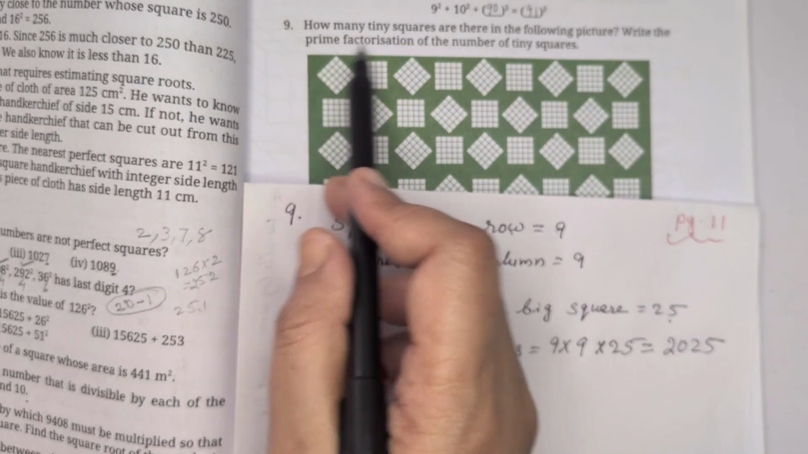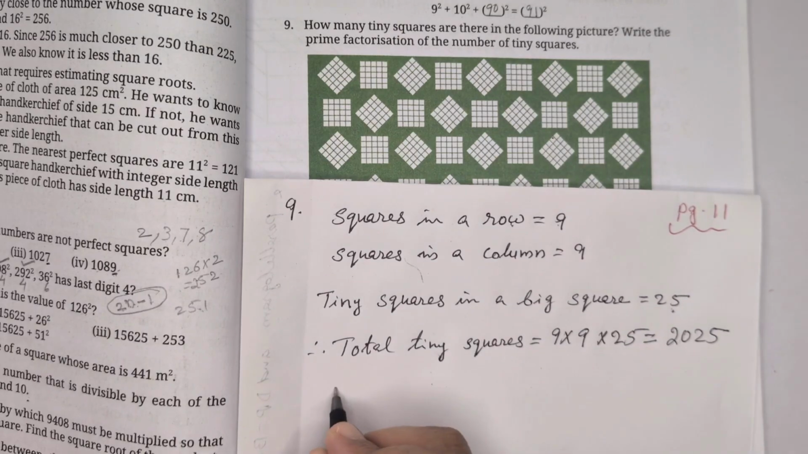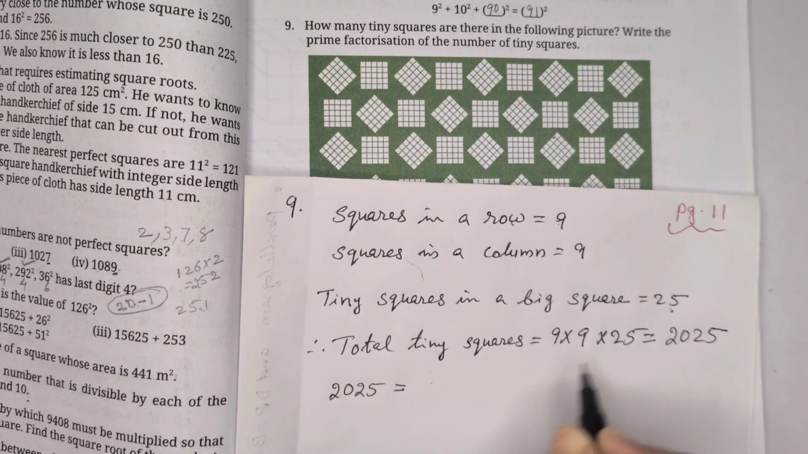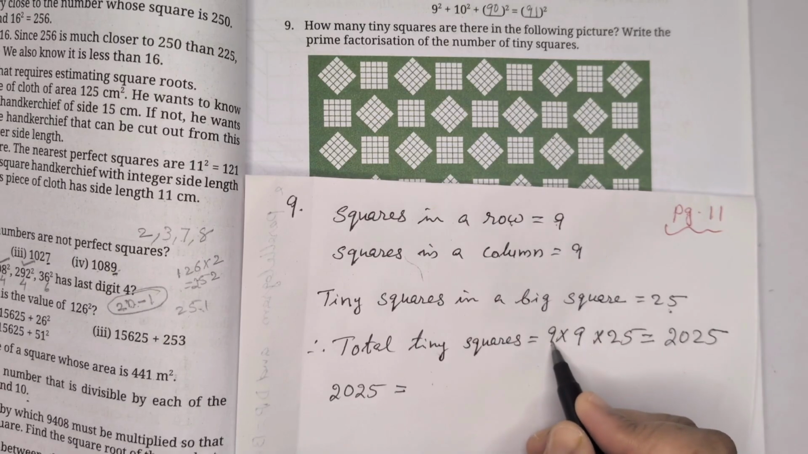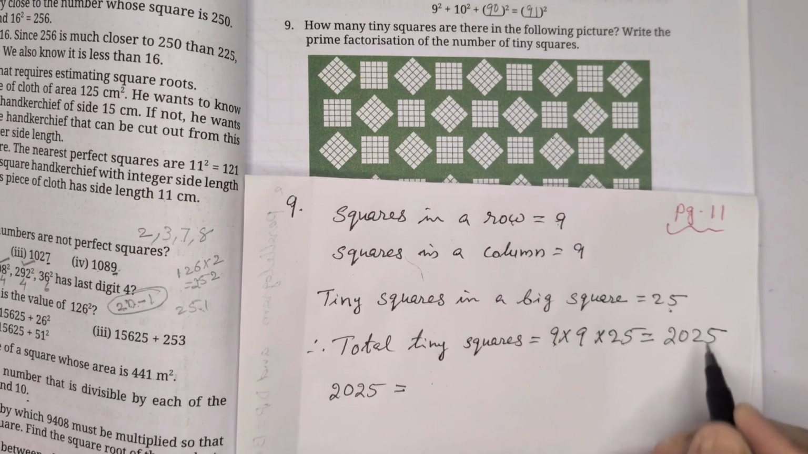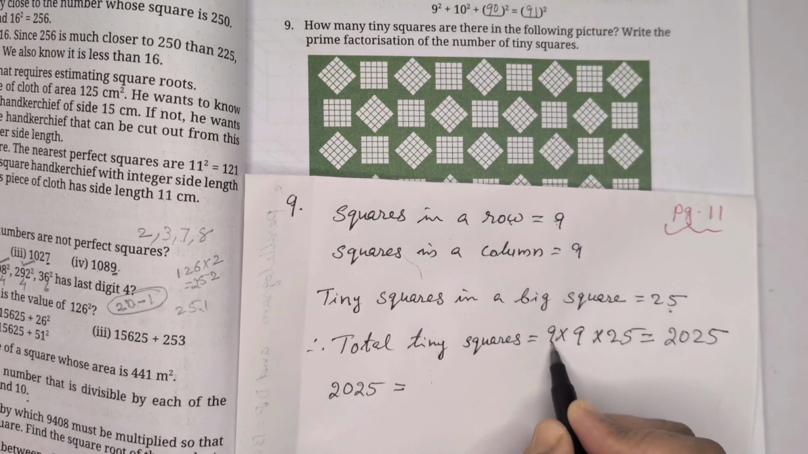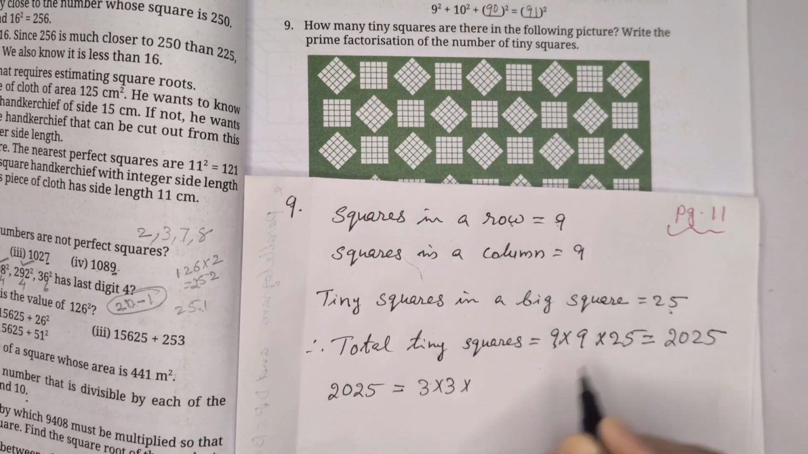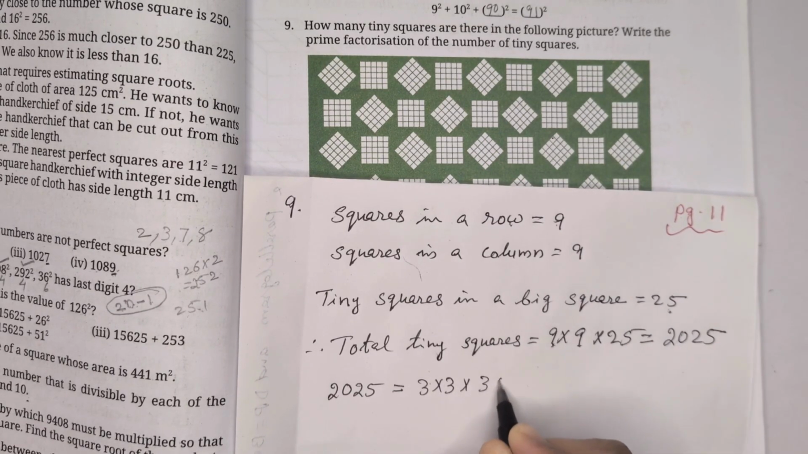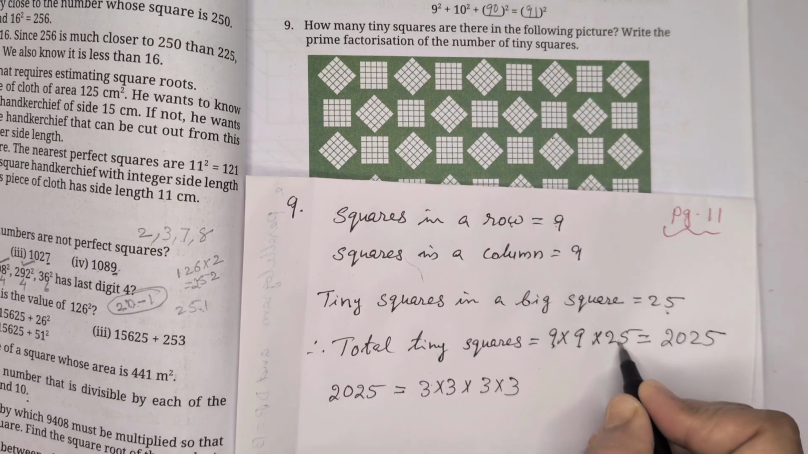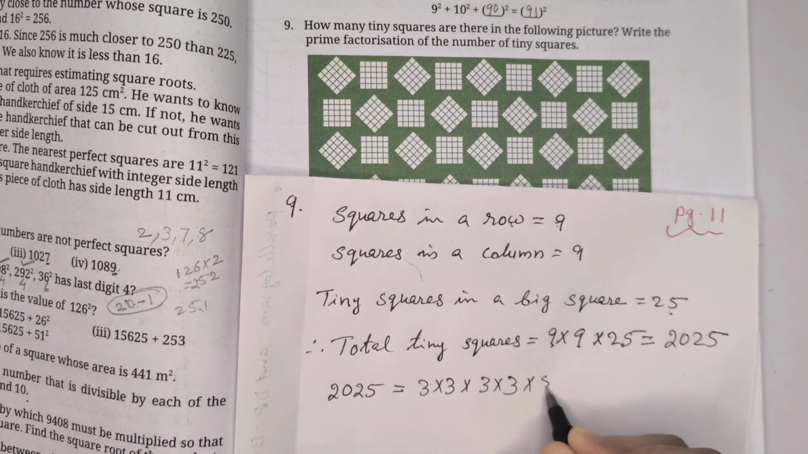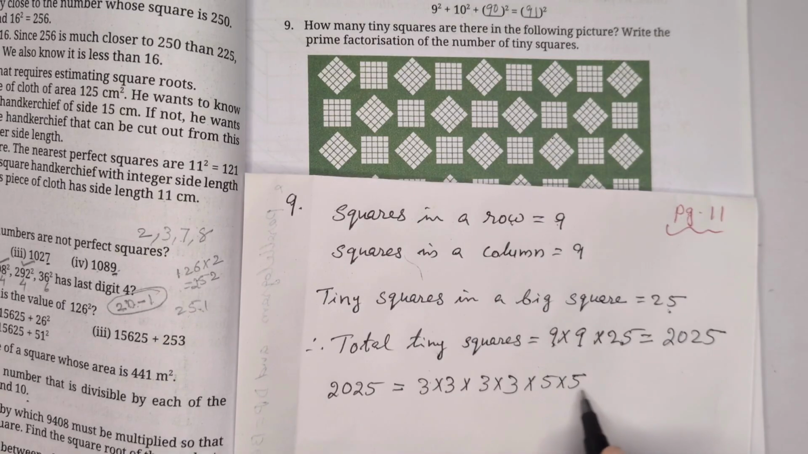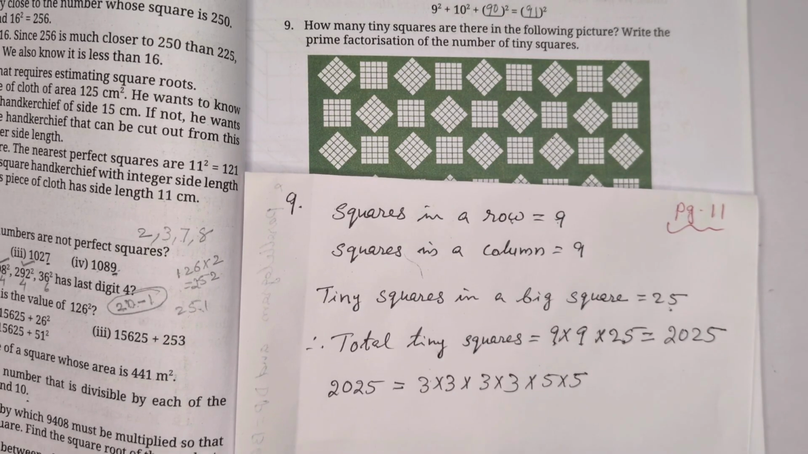Now again here prime factorize that number. That means 2025, when we are doing the prime factorization. Already we know that 9 into 9 into 25 is equal to that number. So prime factorization of 9, that is 3 into 3. Again one more 9, 3 into 3. And then 25, that means 5 into 5. So the prime factorization of that number comes like this.